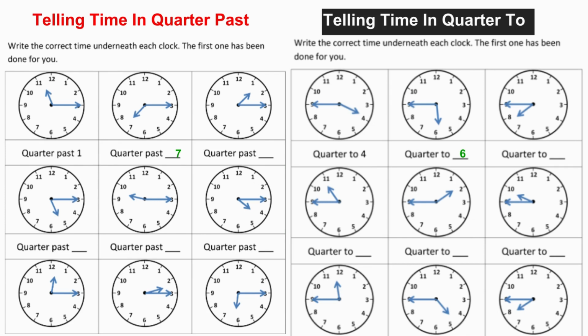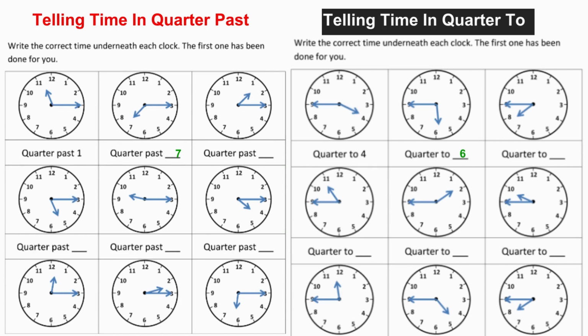Now let's tell the time in quarter to. When your short hand is almost on 4 and your long hand is on 9, we say it is quarter to 4. In other words, what you're going to see on your digital clock is 3:45. 3:45 reads to 4. Not yet 4 o'clock, but almost to 4. So we say it is quarter to 4.